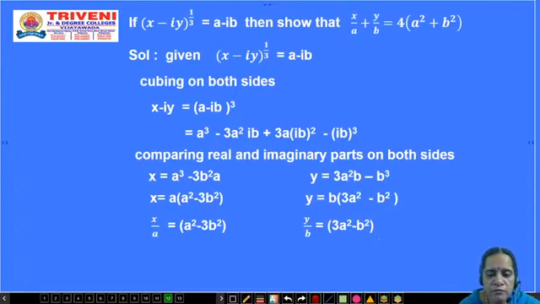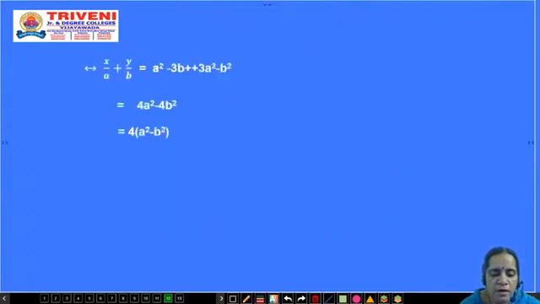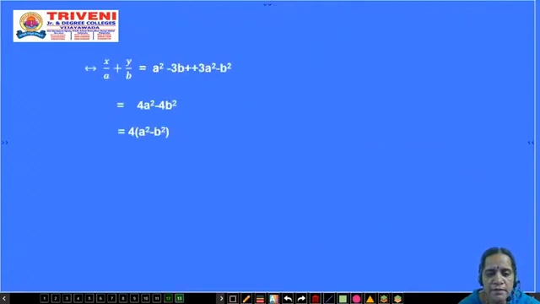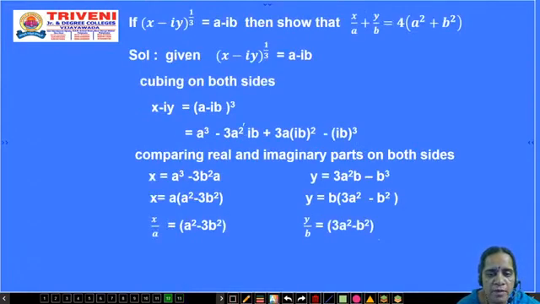What we have to know in this problem is the formula of (a minus b) whole cube. X by a is equal to a square minus 3b square and y by b is equal to 3a square minus b square. We have to add these two values. A square plus 3a square means 4a square. Minus 3b square minus b square means minus 4b square. So 4a square minus 4b square. Then we can take 4 common: a square minus b square. What we get here: x by a plus y by b is equal to 4 into (a square minus b square).